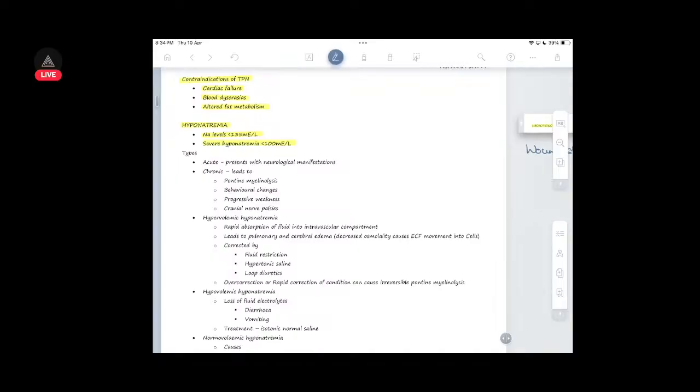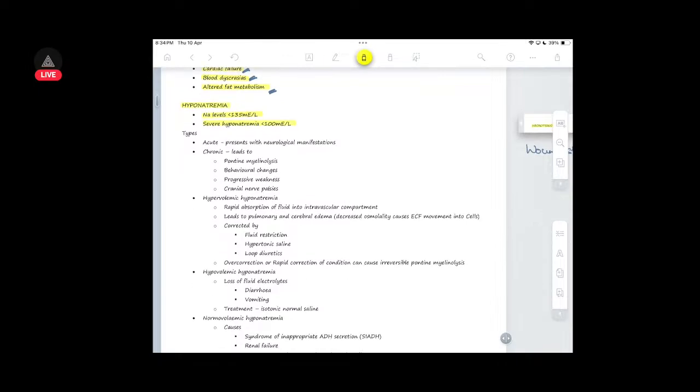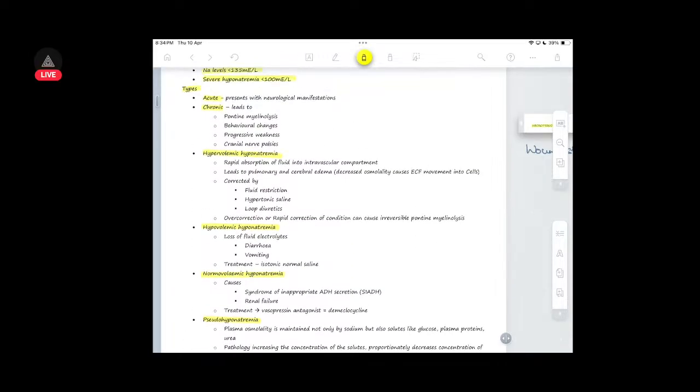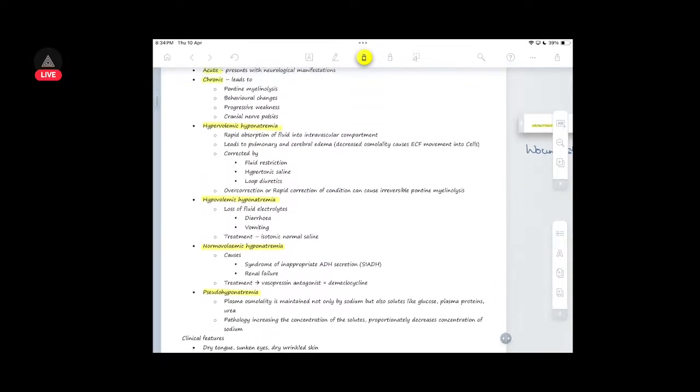Contraindications are cardiac failure, blood dyscrasias, and altered fat metabolism. Hyponatremia is serum sodium less than 135, severe is less than 100. It may be of two types, acute and chronic, and there are hypovolemic hyponatremia, hypervolemic hyponatremia, normovolemic hyponatremia, and pseudohyponatremia. These are the six types.